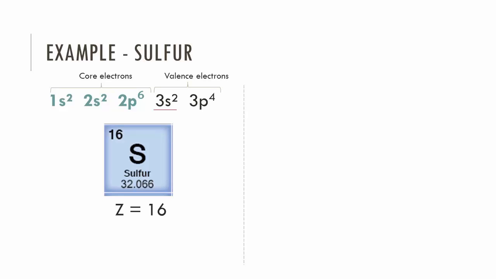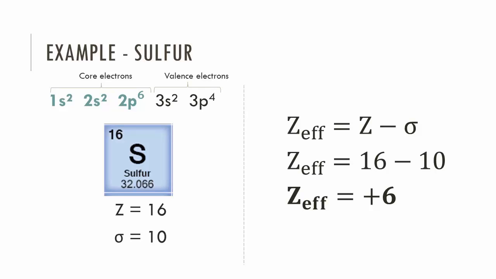Be careful not to count the 3s2 electrons. Even though they have a lower energy level than the valence electrons, they share the same principal quantum number. We end up getting a sigma of 10. If we subtract this value from our Z value, we get an effective nuclear charge of positive 6.